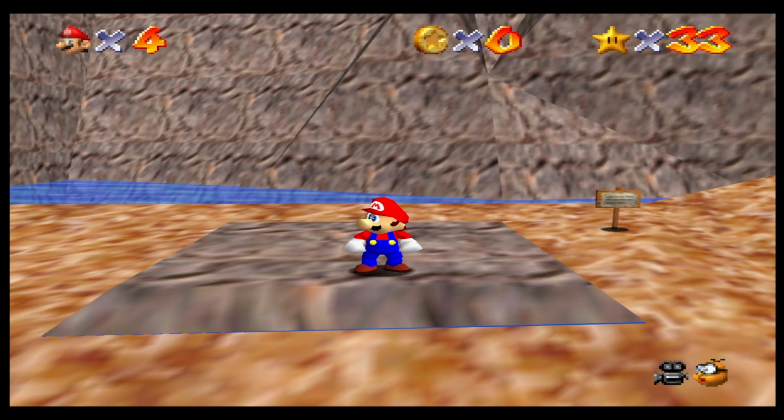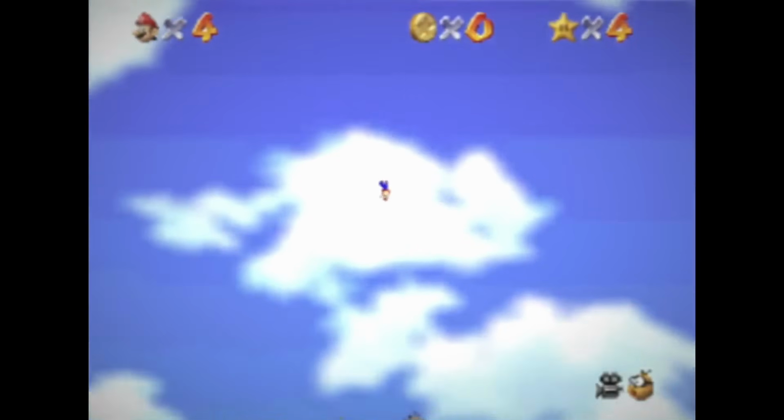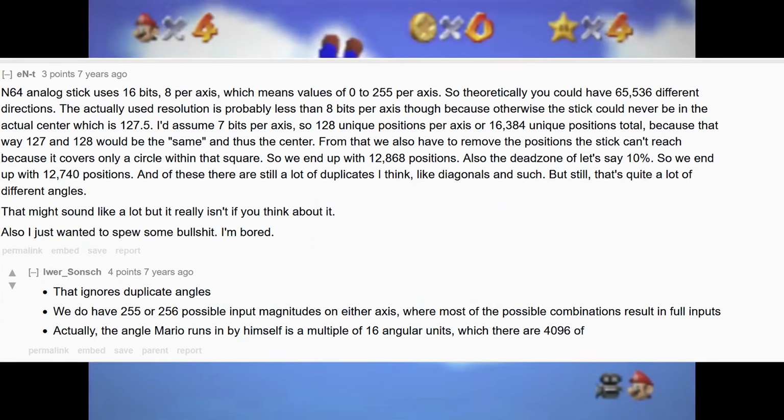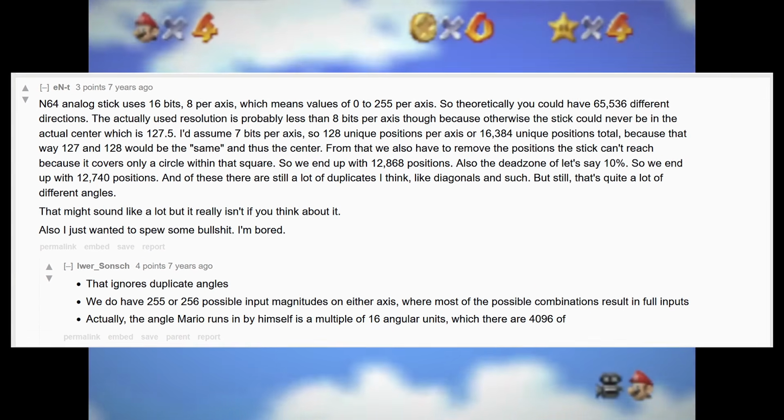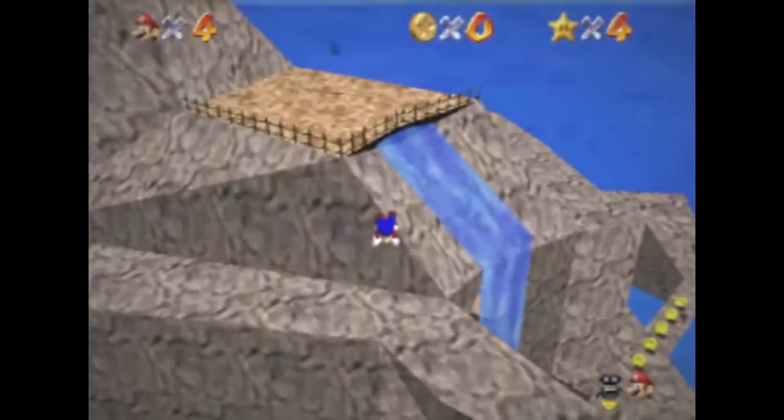For this trick, he reported using a highly specific spot at the beginning of Tall Tall Mountain, where two polygons were visibly not aligned correctly, and by abusing a misalignment between them and an absurdly precise angle on the control stick out of 65,000 possible angles, Mario would gain an extreme amount of vertical speed, allowing him to jump to the top of TTM.